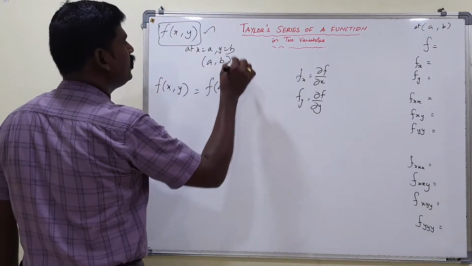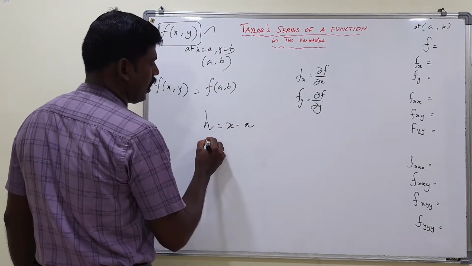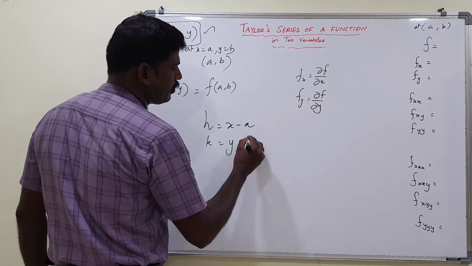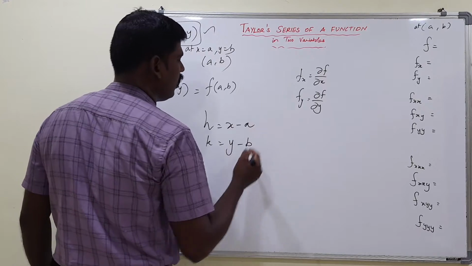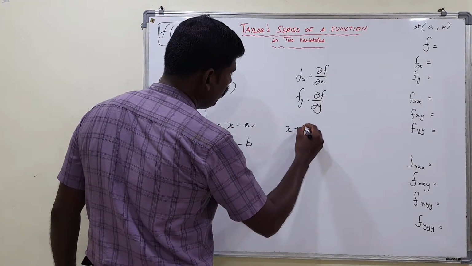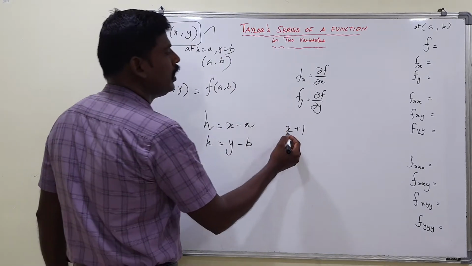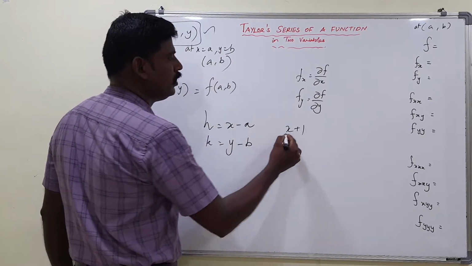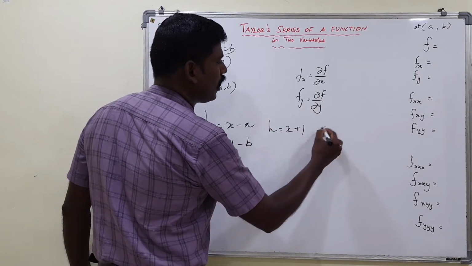Now I am going to introduce h and k. What is h? h is defined by x minus a, and k is defined by y minus b. For example, suppose x plus 1 is given and we want to find the series expansion in powers of x plus 1. Then you have to take this as h. Then what is a?